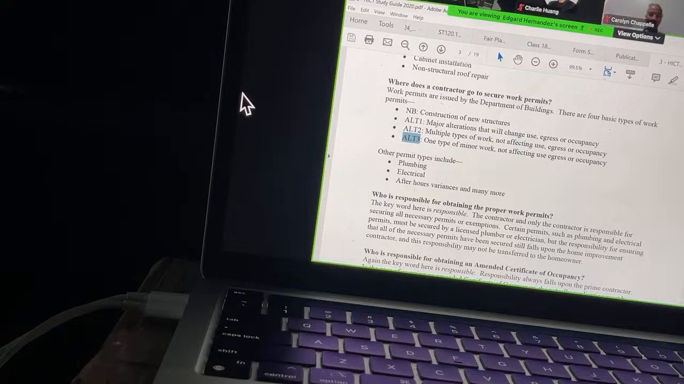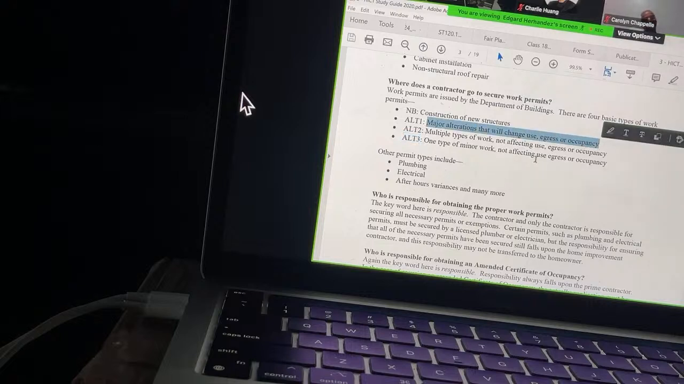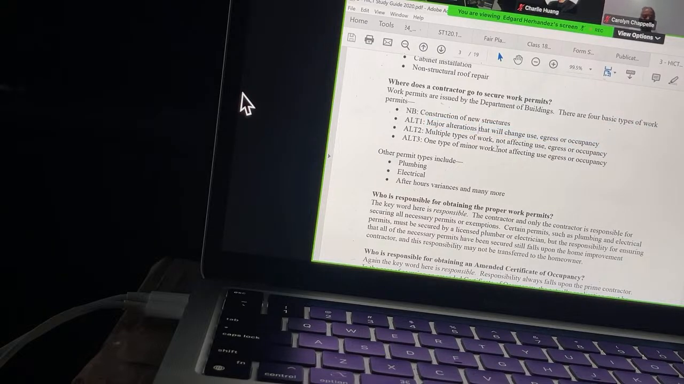So let me just explain something that I need to get across here. Alt 1 is this major alterations that will change use. What does that mean? Hold on 1 second.